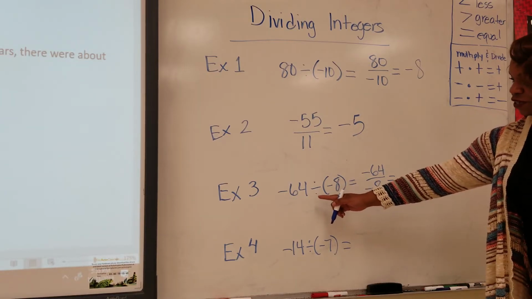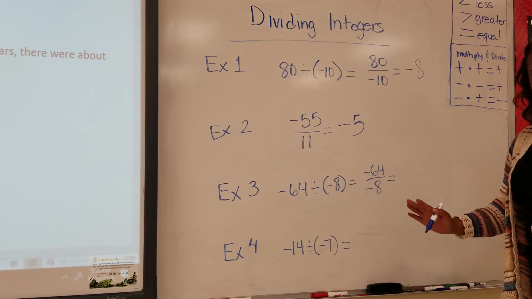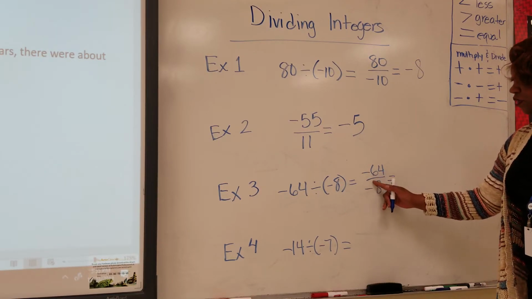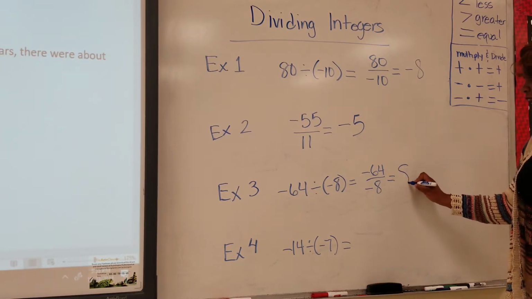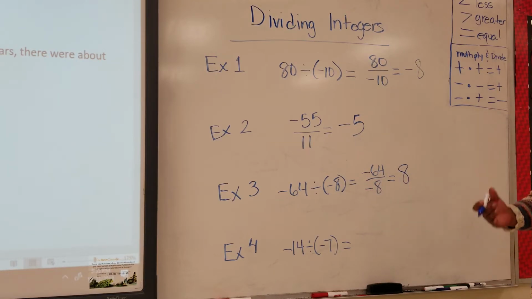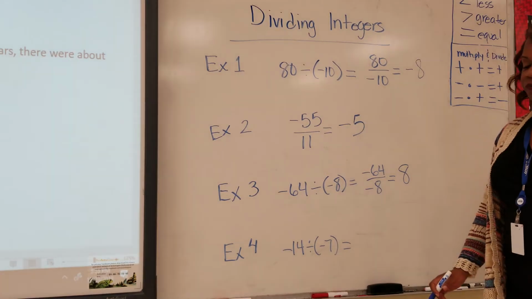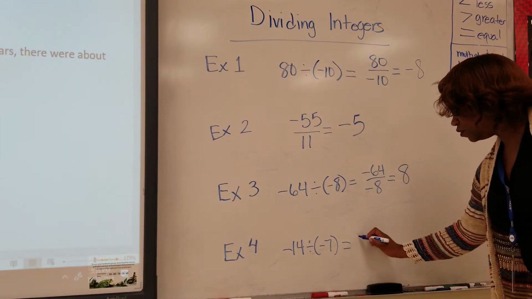And example number 3, negative 64 divided by negative 8, and it will give us a positive 8. Why? Because a negative and a negative will give us a positive. Negative times a negative, or a negative divided by a negative will give us a positive. And example number 4, negative 14 divided by negative 7 will give us a positive 2.